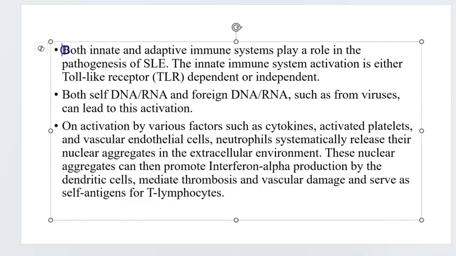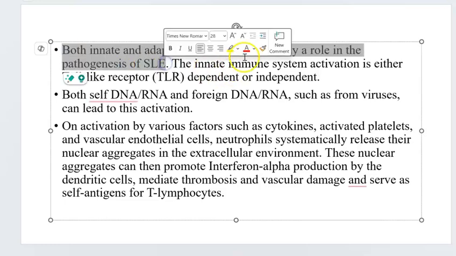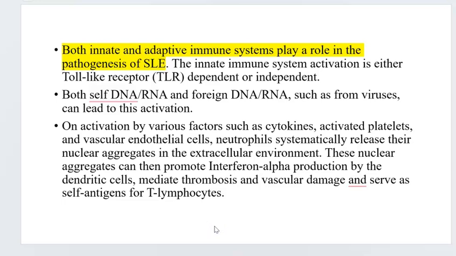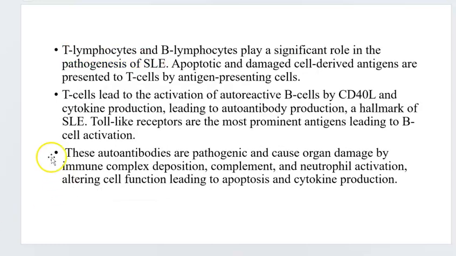Both the innate and the adaptive immune systems play a role in the development of lupus. The innate immune system activation is either toll-like receptor dependent or independent. I'm not going to question you on that. This is just helping you understand the big words of how this forms. If you read through this, we have the cytokines, endothelial, neutrophilia. All this comes together, and they serve as self-antigens for T lymphocytes. So we're creating our own antigens against ourselves. The T and the B cells play the significant role.